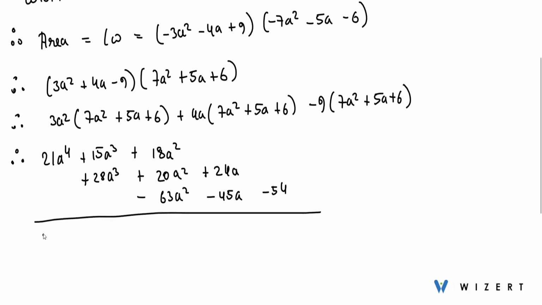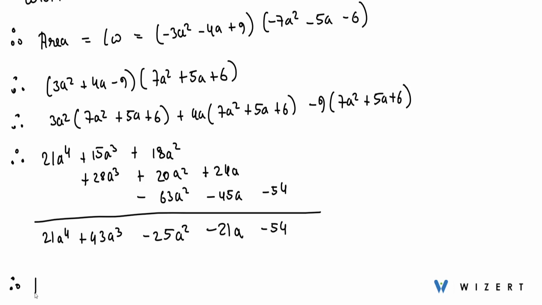So we have 21a raised to the power 4, then 28a cube plus 15a cube, which will be equal to 43a cube. Then we have 20a square plus 18a square, which is 38a square, and then we have to subtract 63a square, so it will become minus of 25a square. Then 24a minus of 45a will become minus of 21a, and then we have minus of 54.